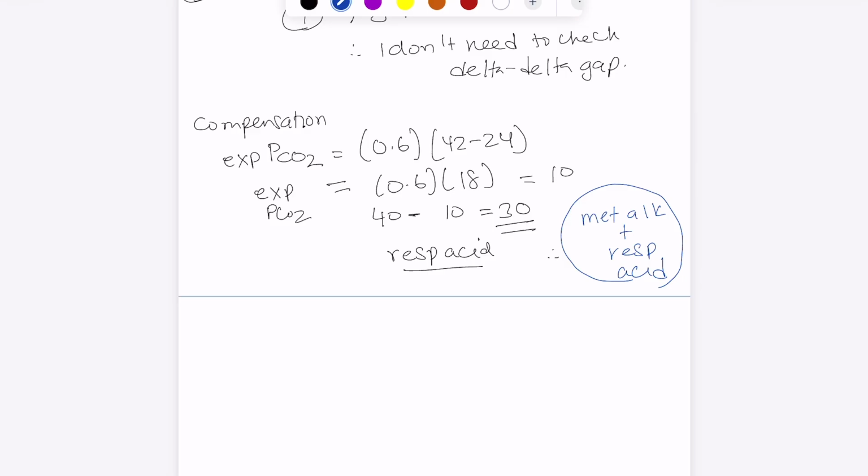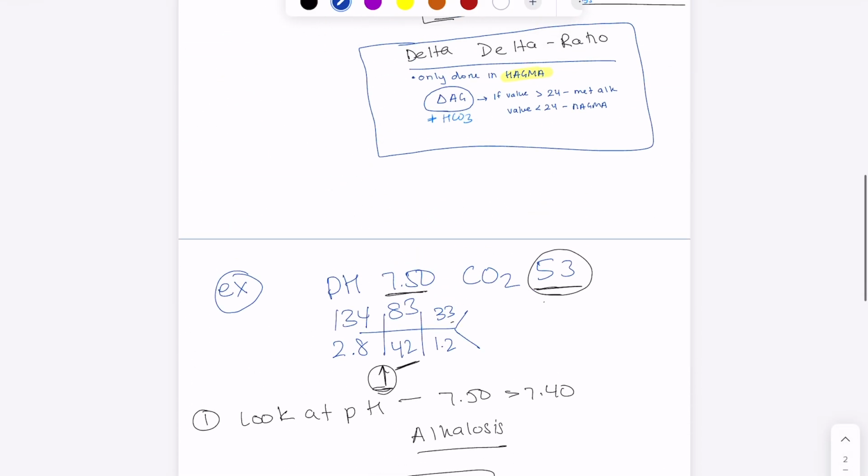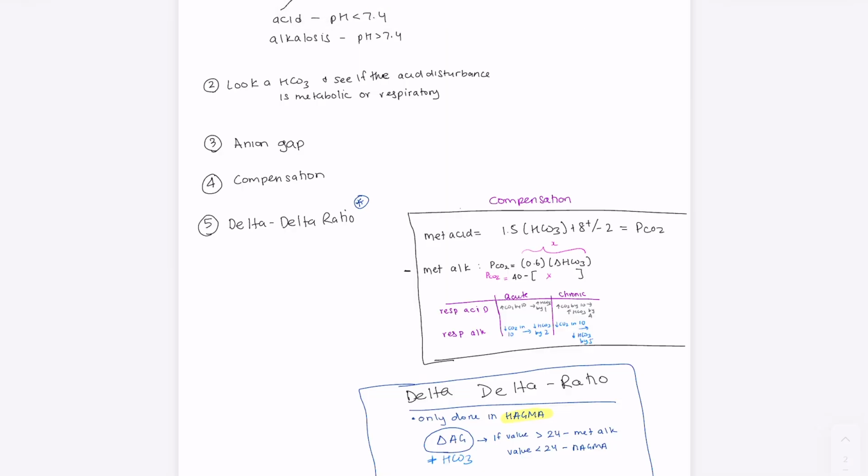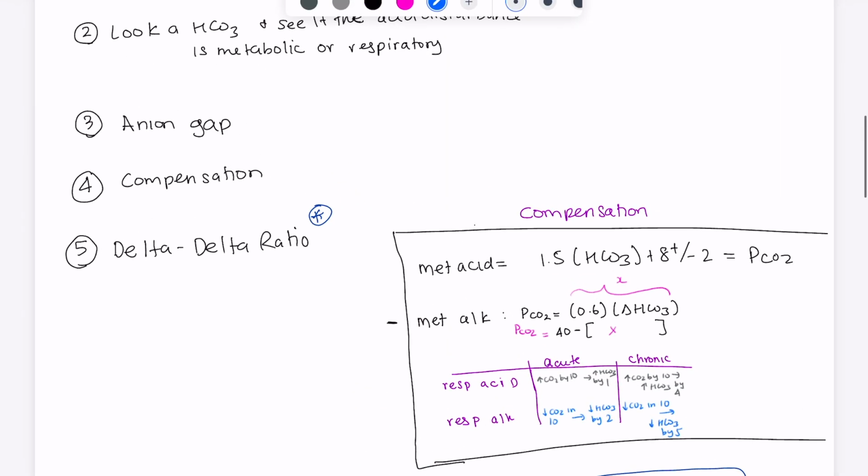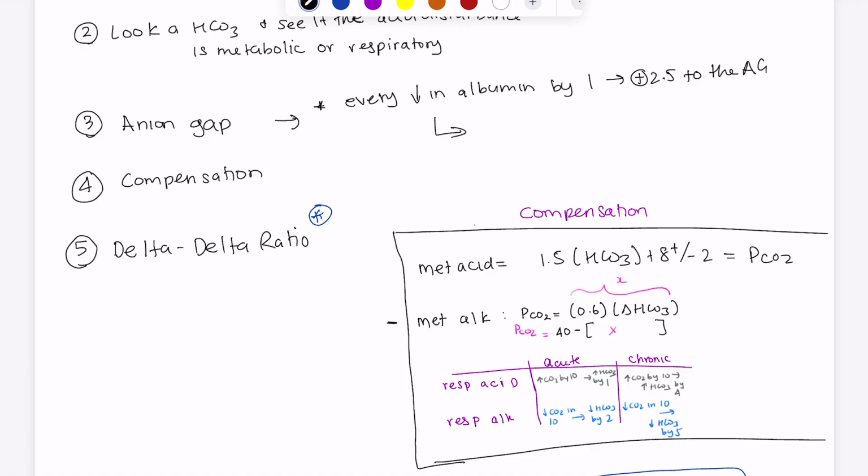Now, I want to make one quick note, and that is in the anion gap, always look for the albumin. So, quick caveat: for every decrease in albumin by 1, I'm going to add 2.5 to the anion gap. So what that means is, say I have a gap of 9, so I'm thinking it's a non-anion gap metabolic acidosis, and my albumin is 2.